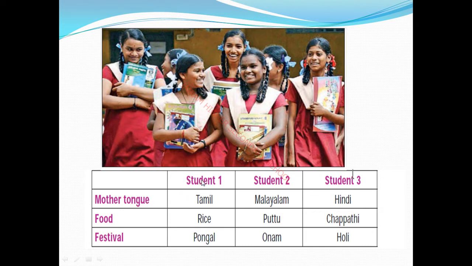Okay, see here the tabular column. It gives the types of mother tongue, food and festivals belonging to each student, that is student 1, student 2 and student 3. Student 1's mother tongue is Tamil, student 2's mother tongue is Malayalam, and student 3's mother tongue is Hindi. As for food, student 1 takes rice as her staple food, the second student's main food is puttu, and the third student's main food is chapati.